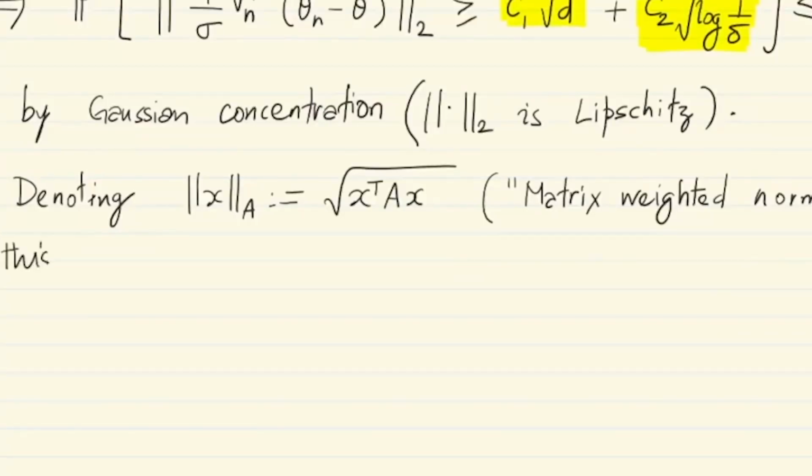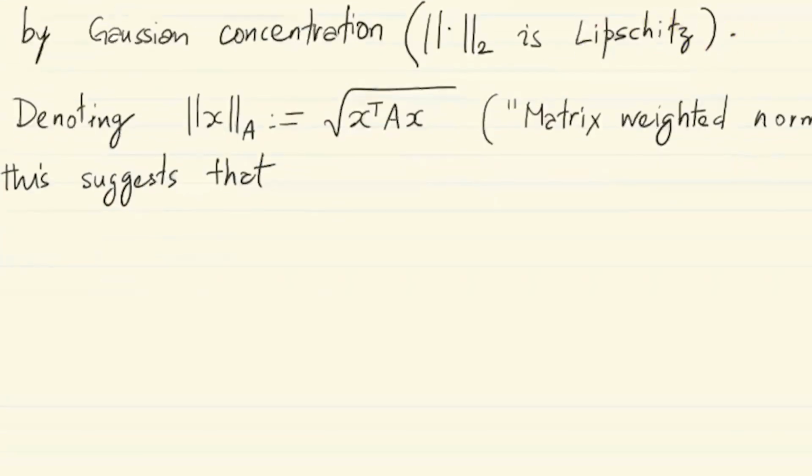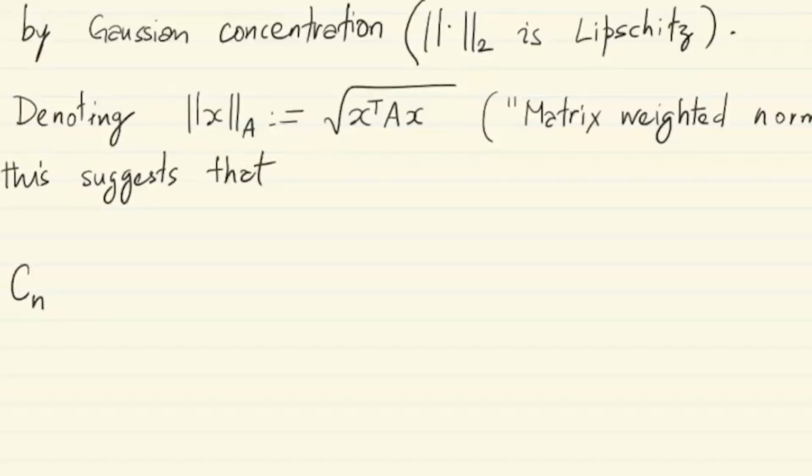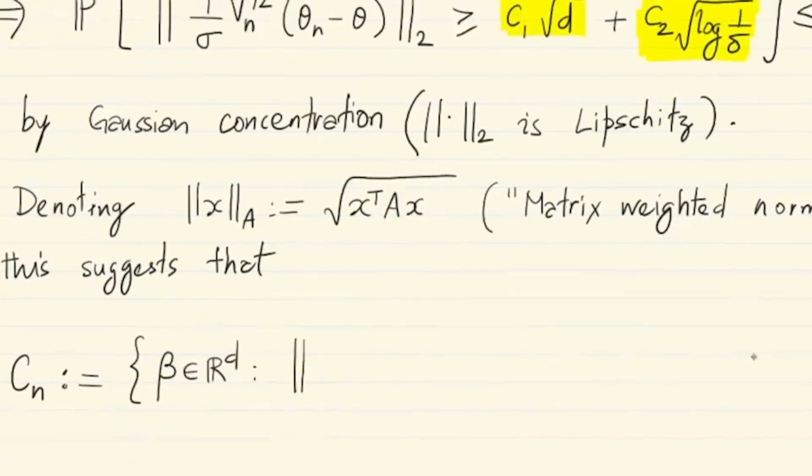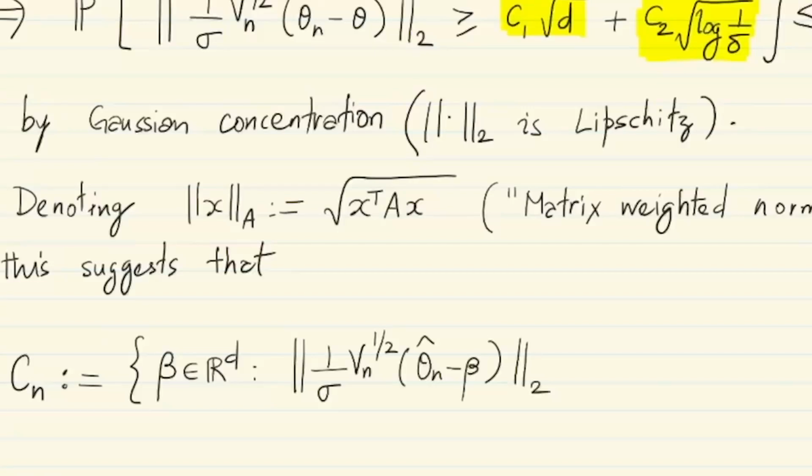So the above suggests that, if you define this particular d-dimensional subset Cn as the set of all beta, d-dimensional vectors, such that the L2 norm of 1 over sigma Vn raised to half, theta hat n minus beta, in L2 norm is less than C1 square root d plus C2 square root log 1 by delta.